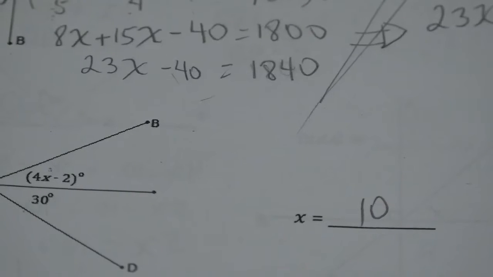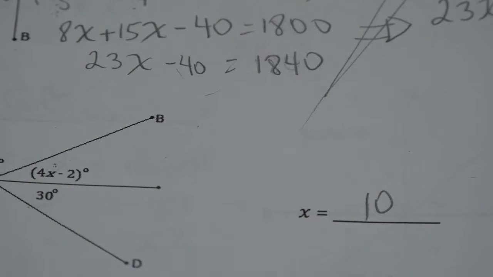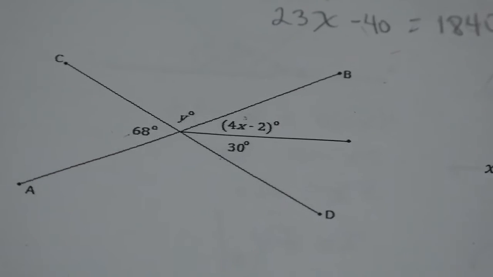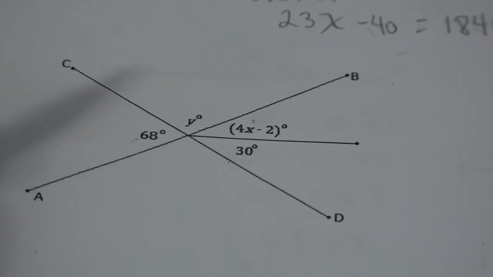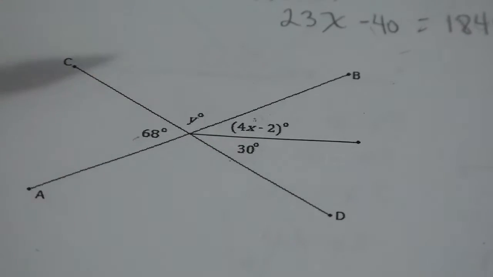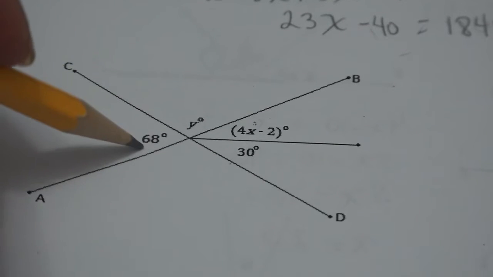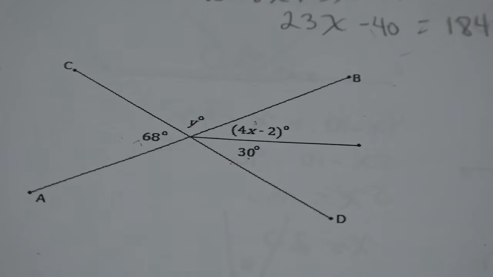I hope you understood what I just did. Otherwise, you're gonna have to use the whole equation thingy. If you don't understand how I got the 10, rewind it. And if you still don't understand, then set up the equation. And how are you gonna set up the equation? Easy. 68 equals these two angles. Sorry.